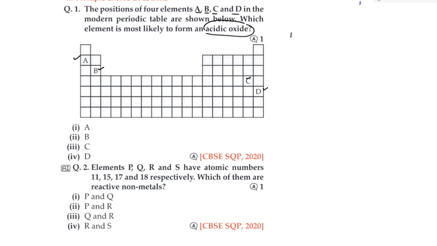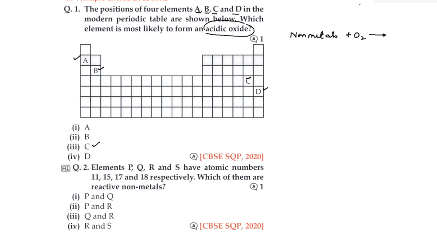So we know that non-metals react with oxygen and form non-metal oxides whose nature is acidic. So over here C is a non-metal because it belongs to group 17. Let us move to the next question.